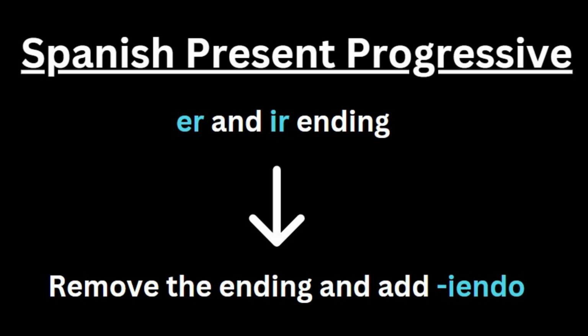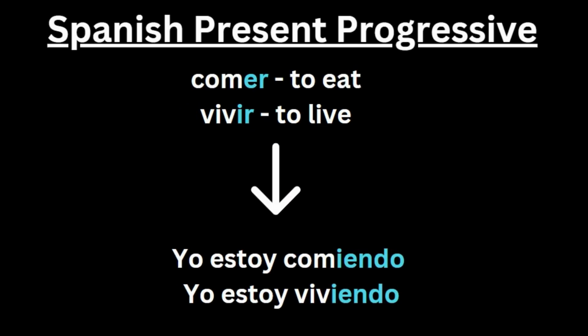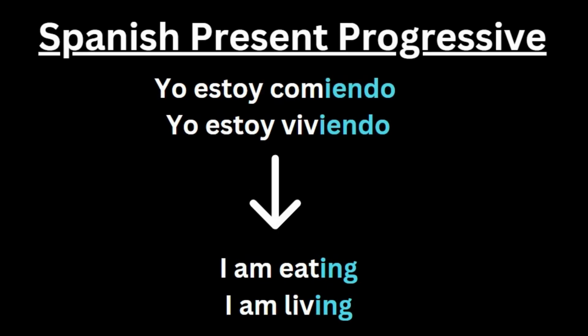For verbs ending in -er and -ir, remove the ending of the verb and then add the ending -iendo. Using comer and vivir in the present progressive, you would say yo estoy comiendo and yo estoy viviendo, which is I am eating and I am living. The same principle applies to the rest of the pronouns and any verb that you want to use, but once again, remember to use the right conjugation of each pronoun.